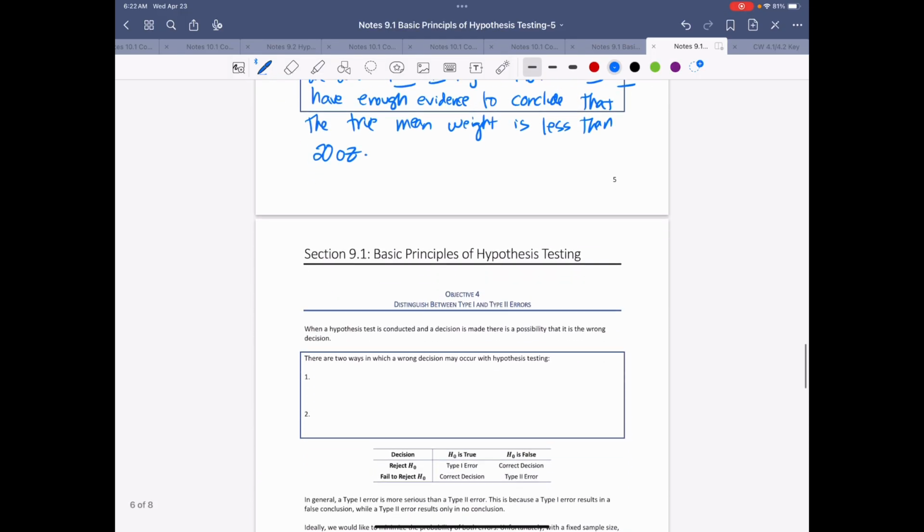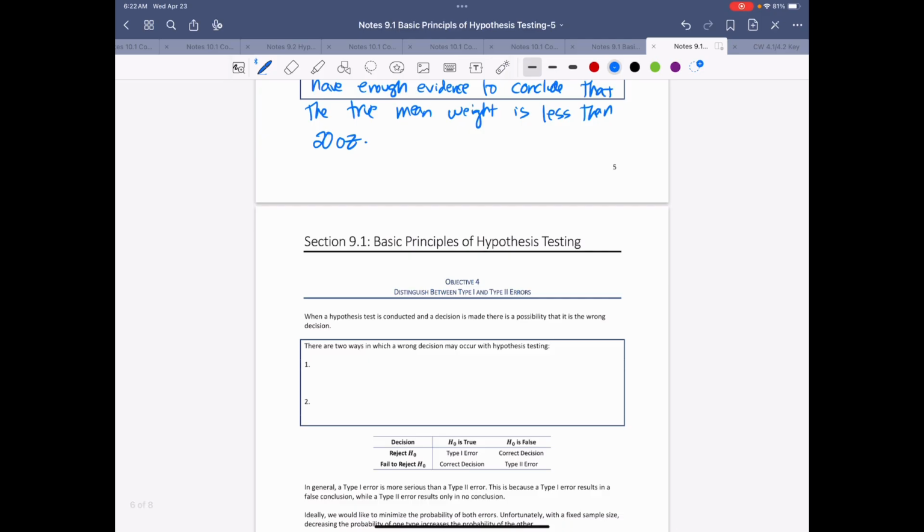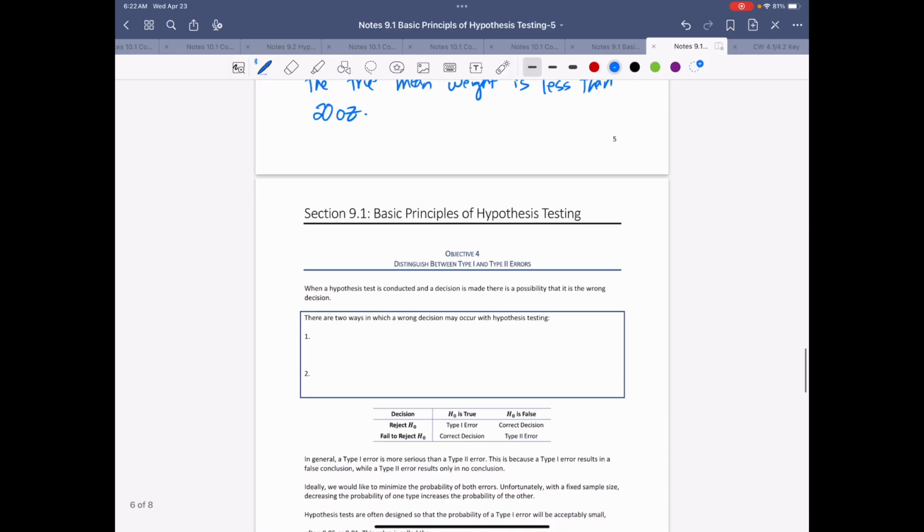Now, the next thing I want to talk about is the types of errors. When I do a hypothesis test, I hope that I'm right. I want to make the right decision, but you can't always make them. There's always the possibility, because of chance, that you make a wrong decision. And there are two ways in which a wrong decision can occur when doing hypothesis testing. You can make a type 1 error, or you can make a type 2 error.